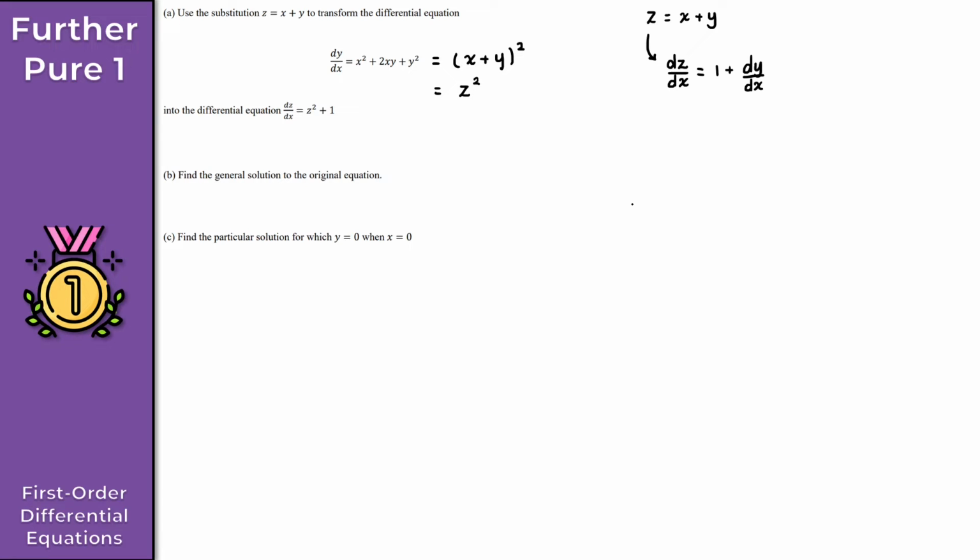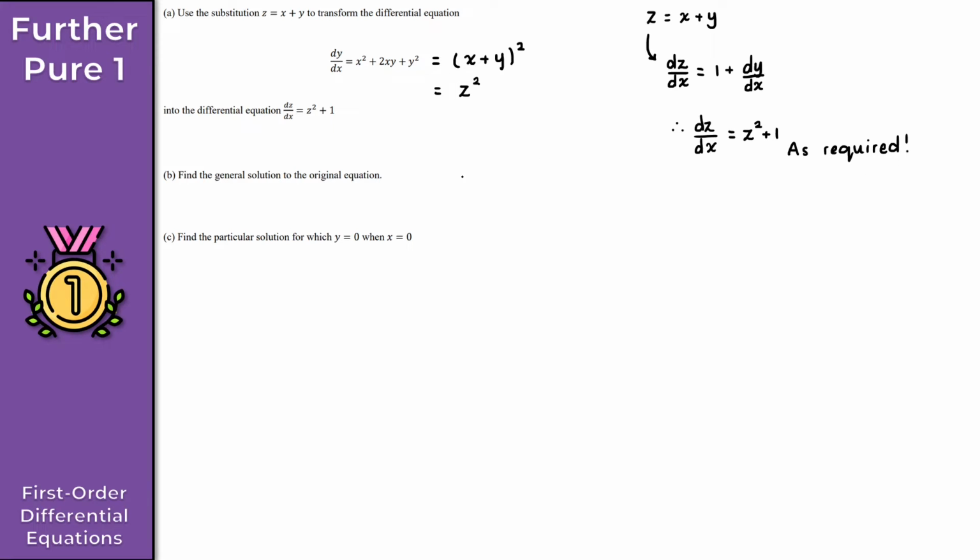At this point, part A is pretty much complete because we know that dy by dx is z squared. Let's replace dy by dx with z squared. So dz by dx is equal to z squared plus 1, as required. And there we have it. That gives us the solution to part A. Hopefully nice and straightforward, just to get us started.